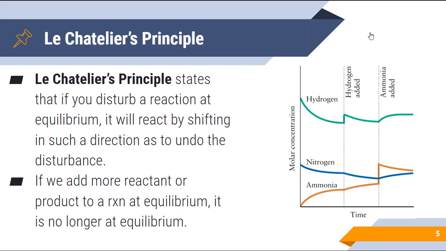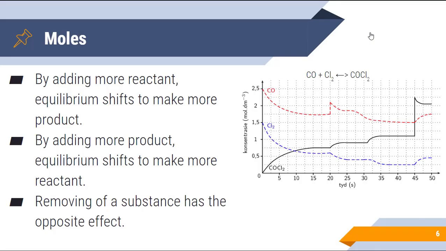So if we add more reactant or product to a reaction at equilibrium, it is no longer at equilibrium, and then the reaction shifts one direction or another in order to reestablish that. And that's what we're going to look at today. We need to be able to determine which direction equilibrium is going to shift when we do certain things to a reaction. And again, there are really three ways we want to look at this.